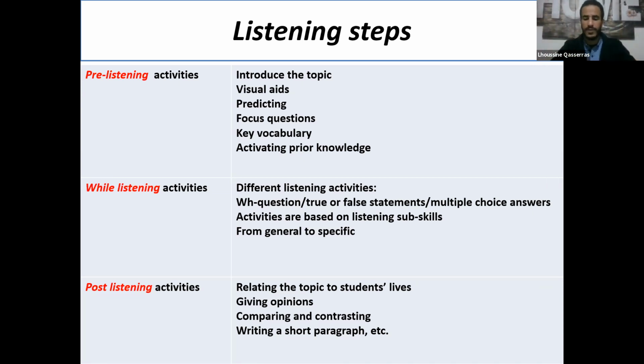So is it clear so far about this one? Yes, clear. Now, can you please take a picture of these steps? Because I'm going now to present a listening lesson, and your job is to tick if I mention or tackle these elements or not. Is it clear? Take a picture of this slide. Thank you.